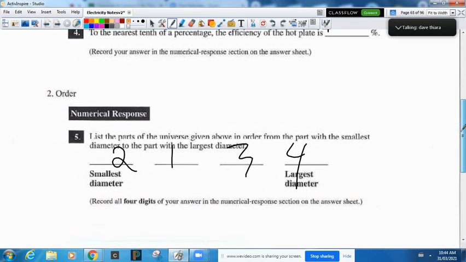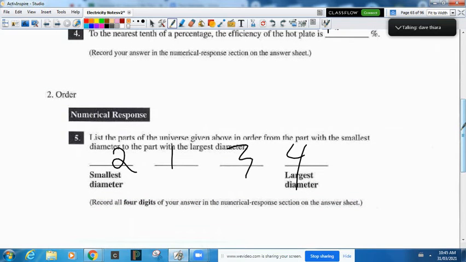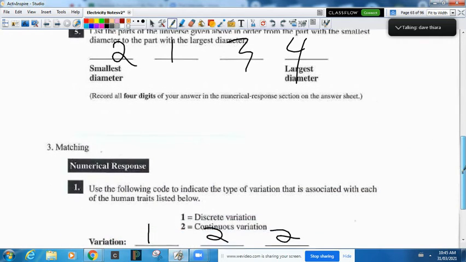There's another one where you could have to rank things from smallest to largest. So in this one, half the question is missing, but it would tell you Jupiter and the universe and the sun and a nebula, and it would have numbers beside them, and you have to put them in from smallest diameter to largest diameter. You did something like that on your unit test.